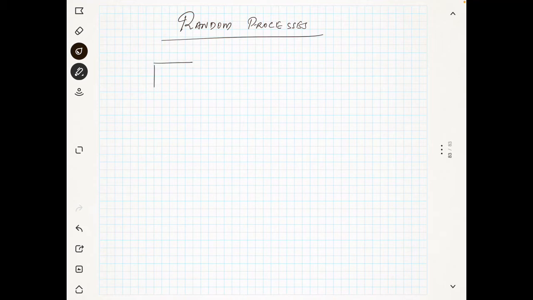Now we will see a new topic which is known as random processes. This is a very, very important topic, random processes. So you know that if you conduct a random experiment, you have a sample space. Suppose each event is denoted by zeta. This is an event.